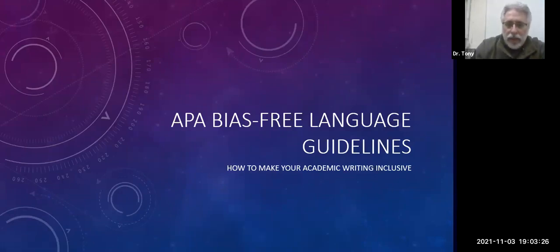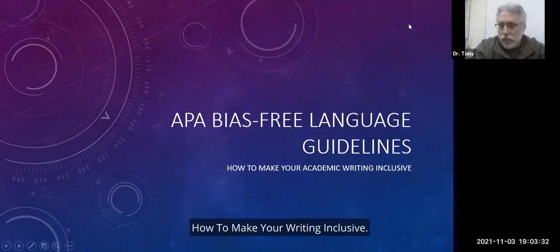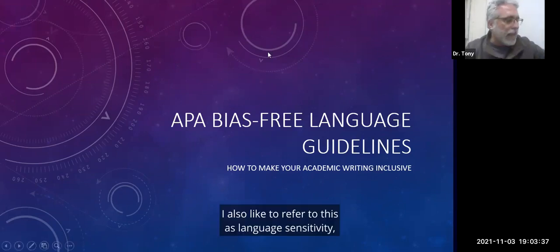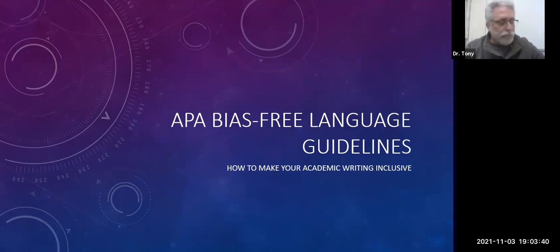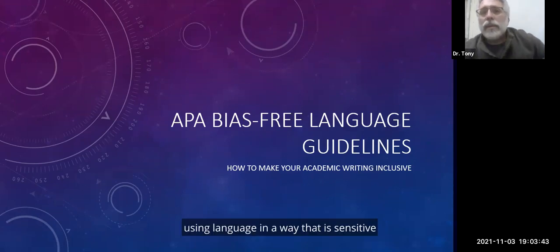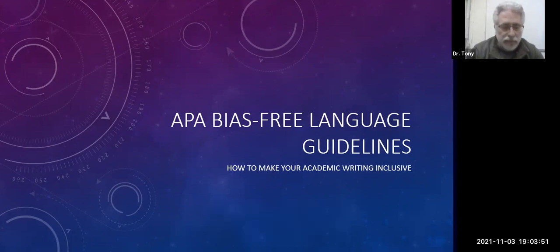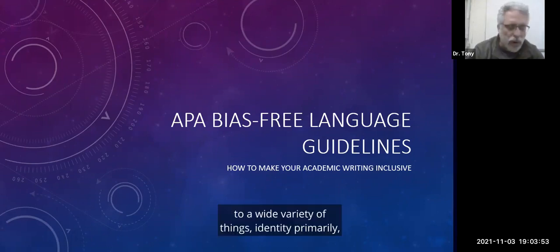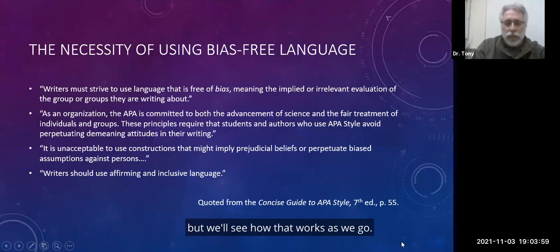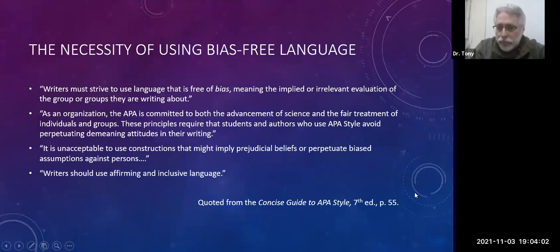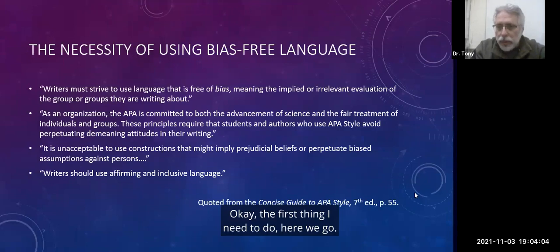Okay, so here we are, APA bias-free language guidelines. How to make your writing inclusive. I also like to refer to this as language sensitivity, using language in a way that is sensitive to the issues out there that we have that are related to a variety of things, identity primarily, but we'll see how that works as we go.